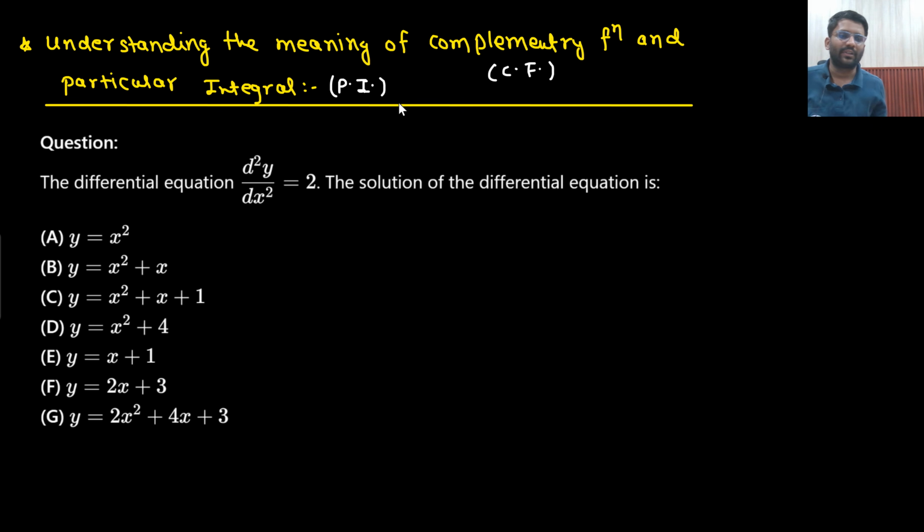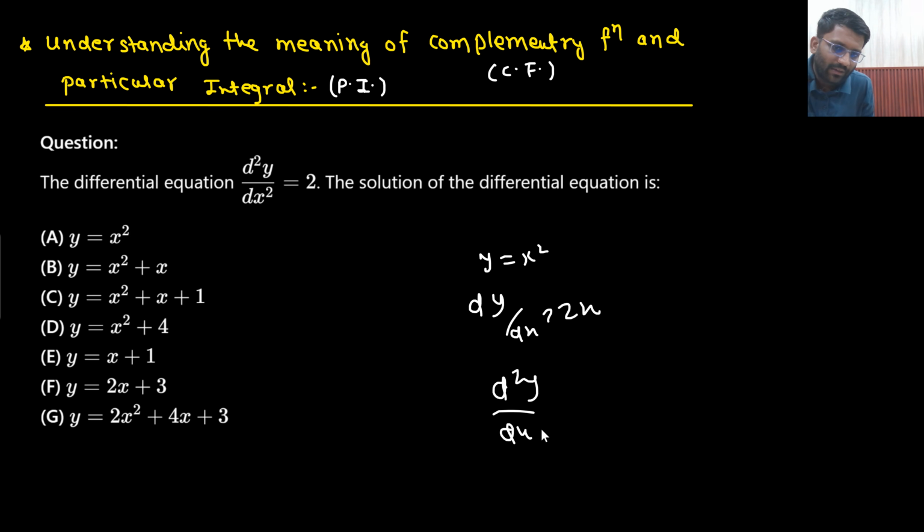First you solve this simple question. Can you solve this question on your own using your brain? Differential equation d2y by dx2 equals 2. Solution of the differential equation is, go by the option. If you differentiate y equals x square 2 times, what will you get? If I differentiate it 1 time, I get 2x. If I differentiate it again, I get 2 only. That means yes sir, it is satisfying this equation.